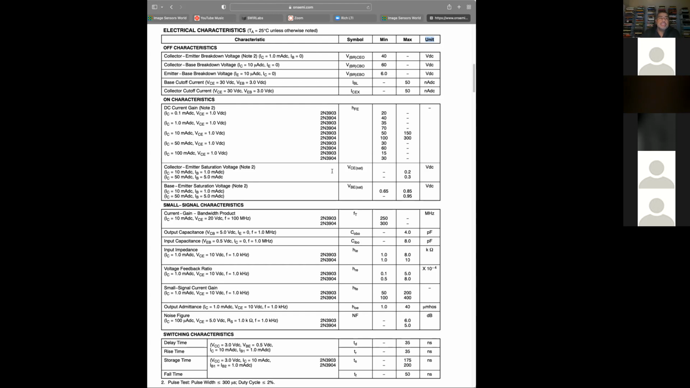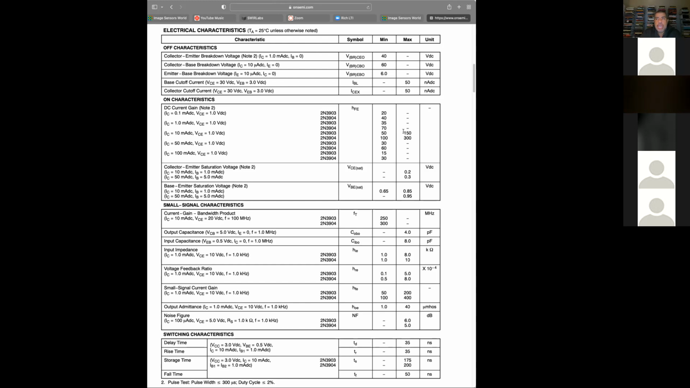I mean, look at this beta, which again, they're using HFE as the symbol for it, but they're giving you a minimum value and a maximum value, or just a minimum value, meaning that the max value might be anything. So for example, at a collector current of 10 milliamps and a VCE of 1 volt, this device has a minimum beta or HFE of 50 and a maximum of 150.